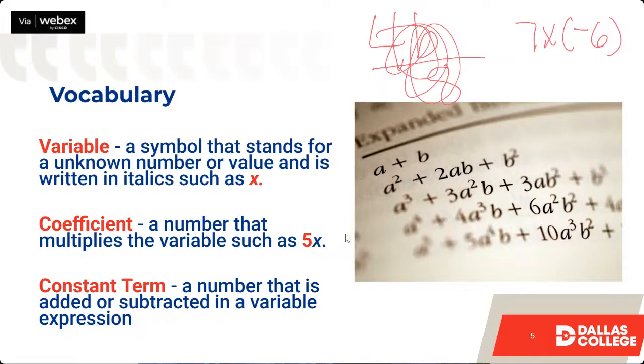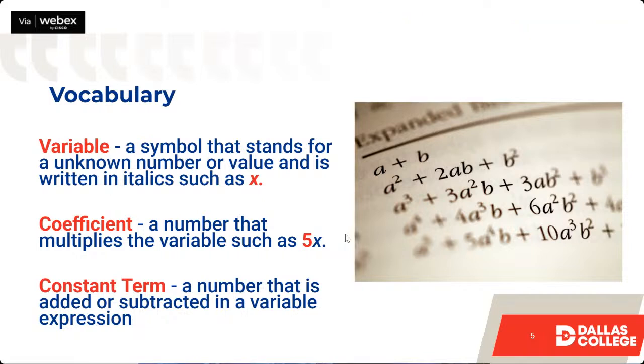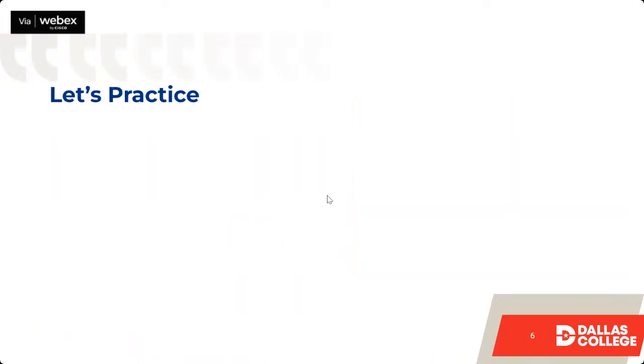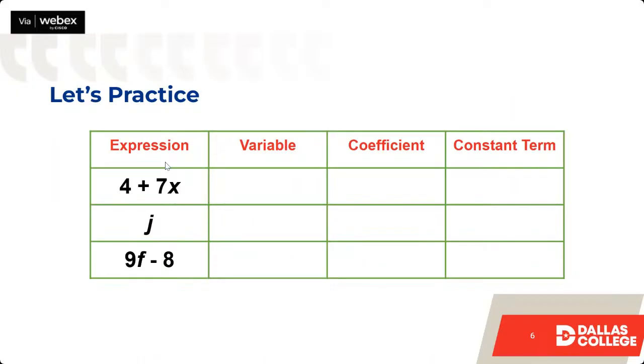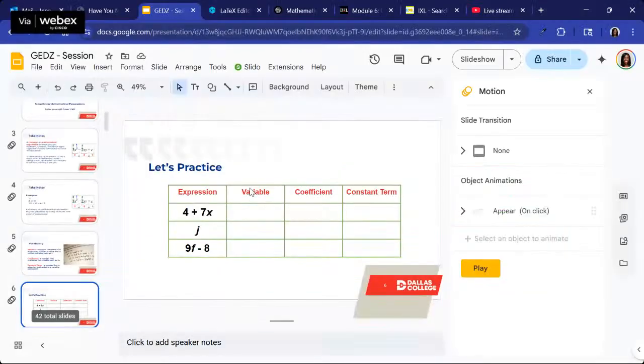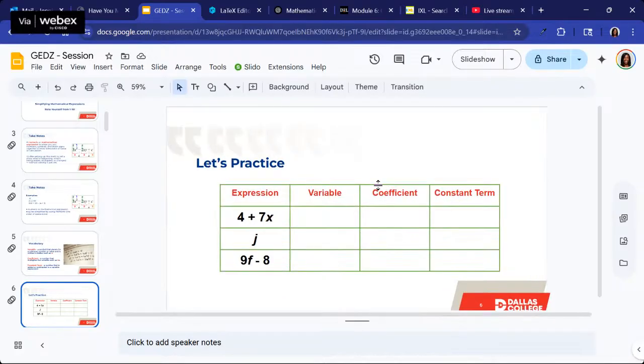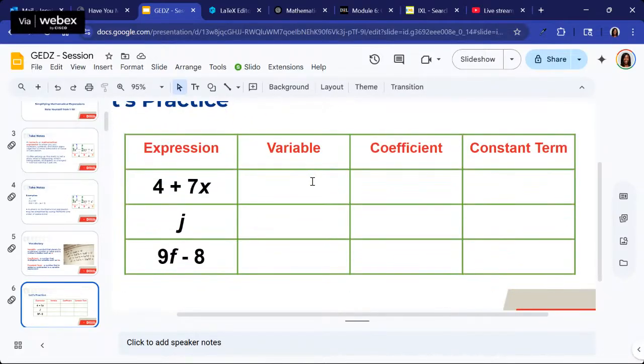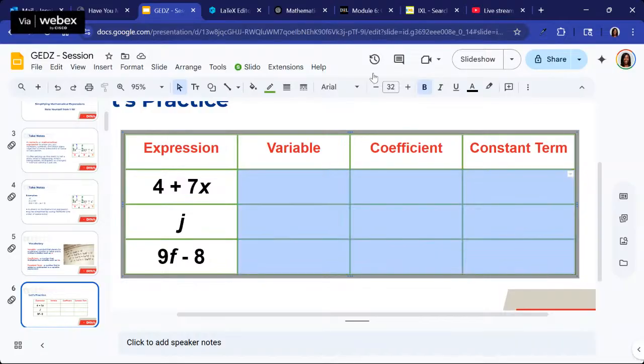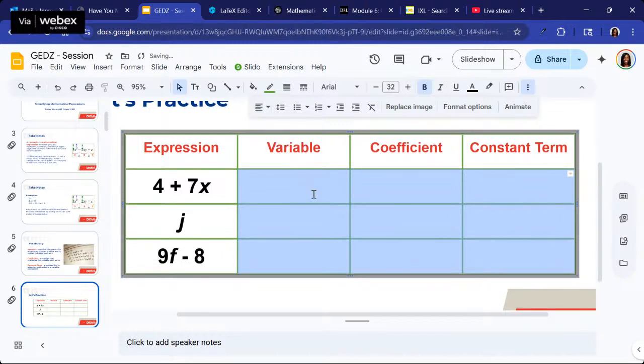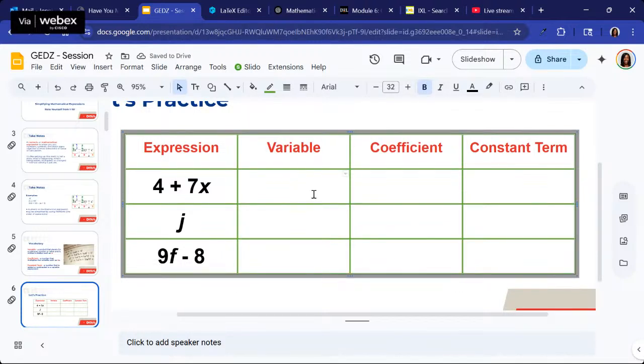Drop a yes if you're good and you don't need any more examples. Ready to move on? Okay, let's move on. Here comes your practice. 4 plus 7x. 4 plus 7x. What is the variable? Drop your answer in the chat box and I'll write what you say. What is the variable? I'm going to go with the majority rules answer. Variable is x. What is the coefficient?